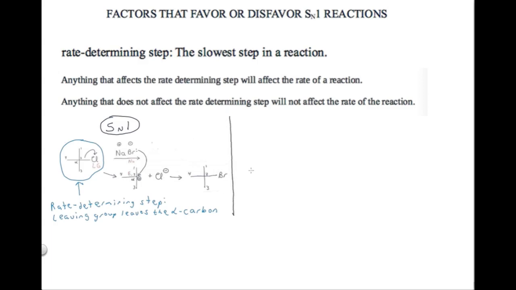I hope you'll pause the video and come up with an answer. What is the rate-determining step for an SN2 reaction? Well, that's almost kind of a trick question. Remember, there is only one step in an SN2 reaction, so that single step is the rate-determining step.